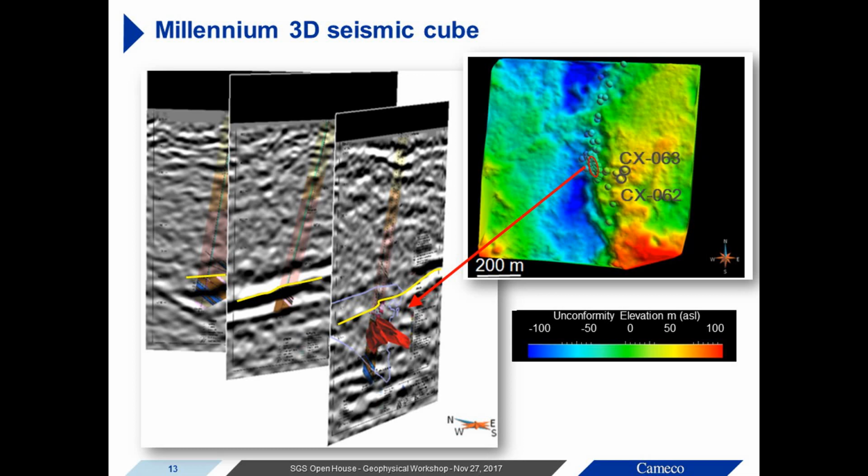Farther to the north, the unconformity is coincident with a strong, coherent reflective package. But moving farther north still, the strength of the reflection and the apparent polarity of the reflection has changed again. The image on the right is the unconformity horizon as interpreted from the 3D seismic cube. The circles are drill hole intersections which were used to constrain the interpretation.